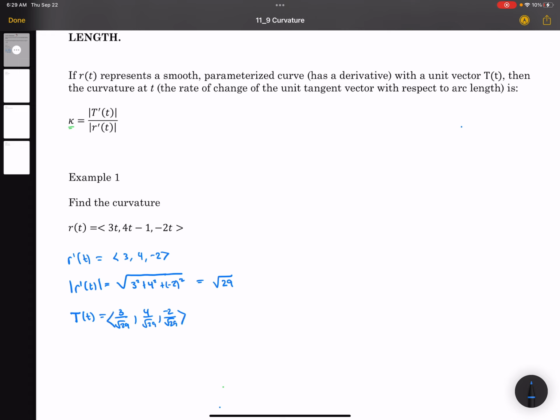And our derivative, T'(t), is going to equal, well, the derivative of a constant is 0, so <0, 0, 0>. And so here our kappa value is equal to the magnitude of T', which is going to be 0. That's going to be 0 divided by the speed, which is square root 29, which is just 0. So again, we would expect a line to have 0 curvature because it never bends. So that actually makes sense.